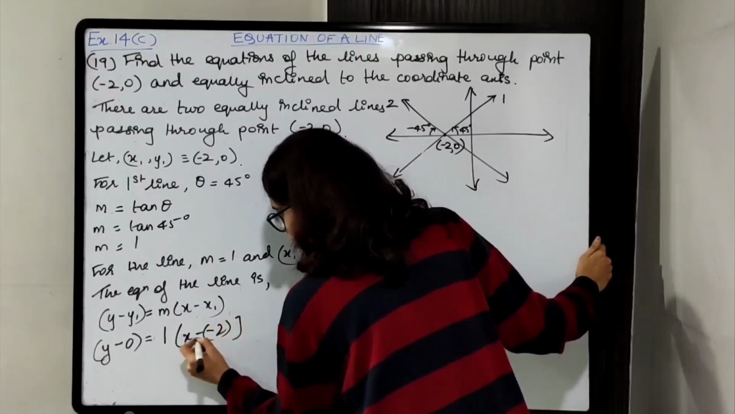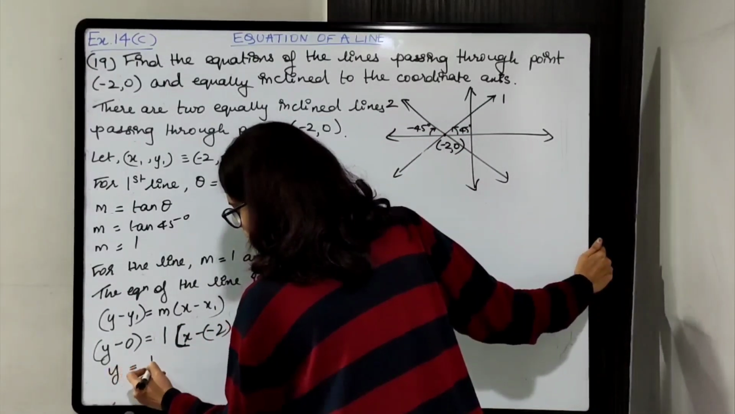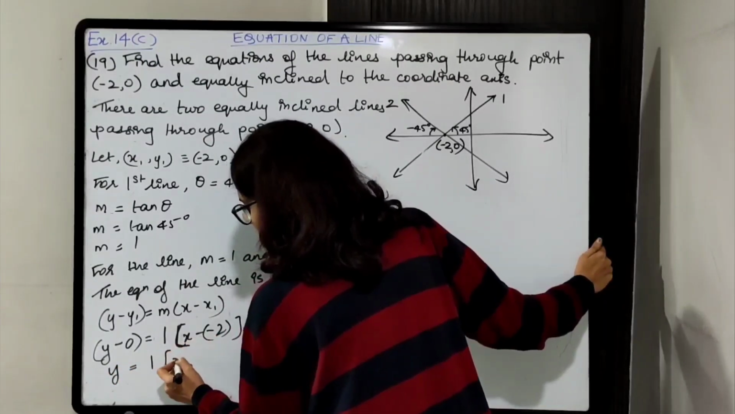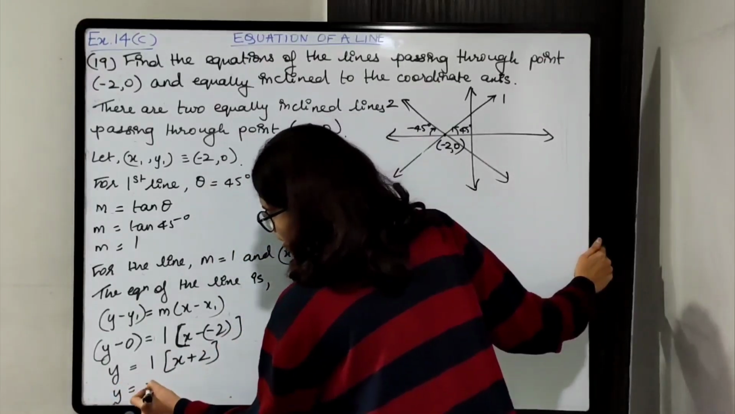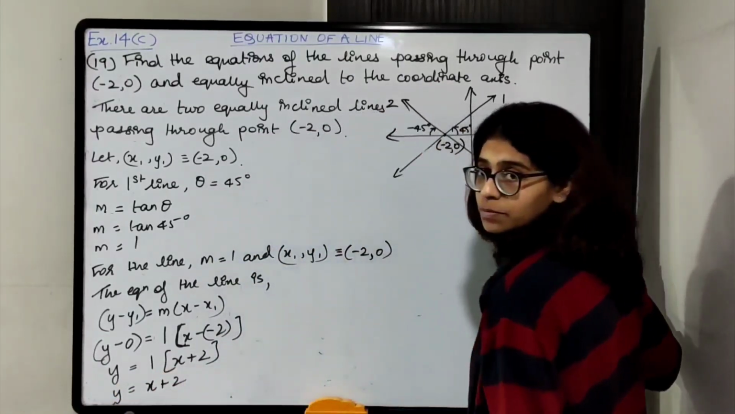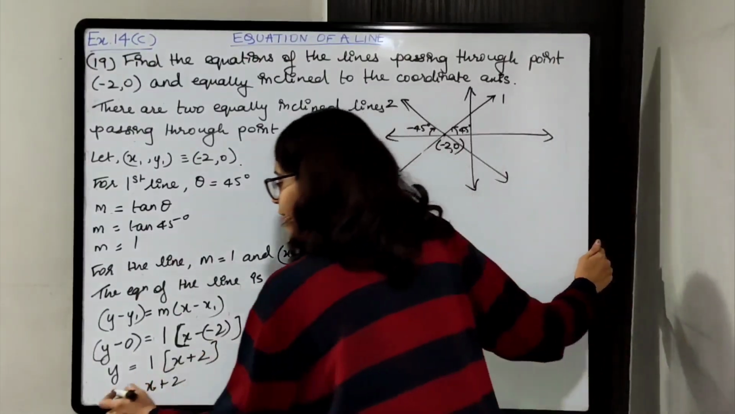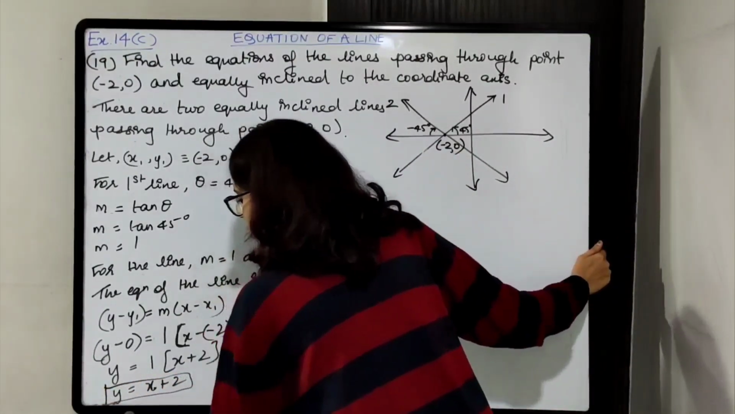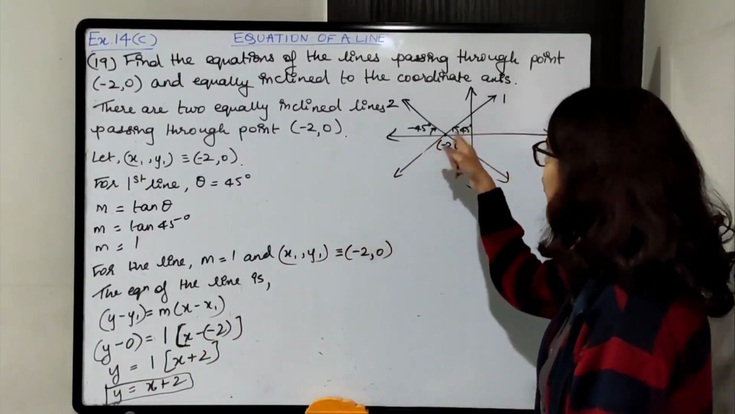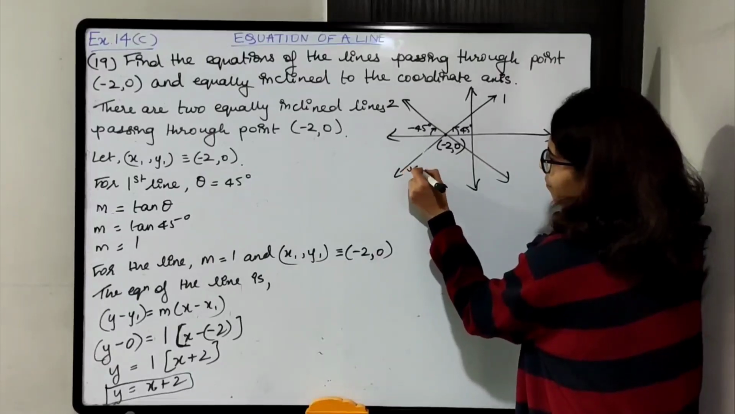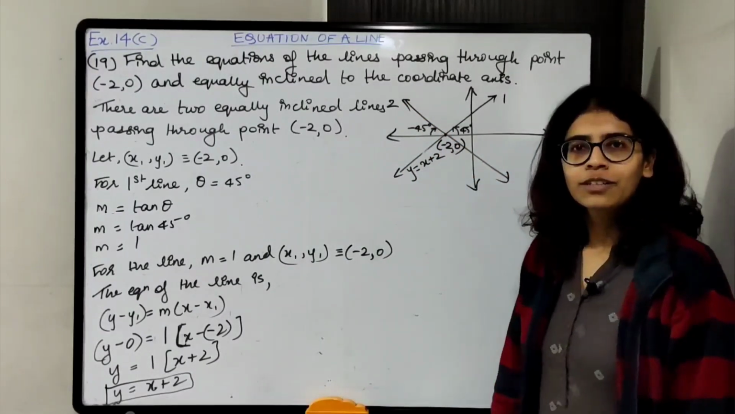So put square brackets outside. y minus 0 becomes y, equals 1 into x minus minus becomes plus. So 1 into x plus 2 gives x plus 2 only. Okay, the x term is positive over here, so we'll not shift, we'll keep it as it is. So this will be the final equation, that is y is equal to x plus 2. This is the equation of the first line. We got this.